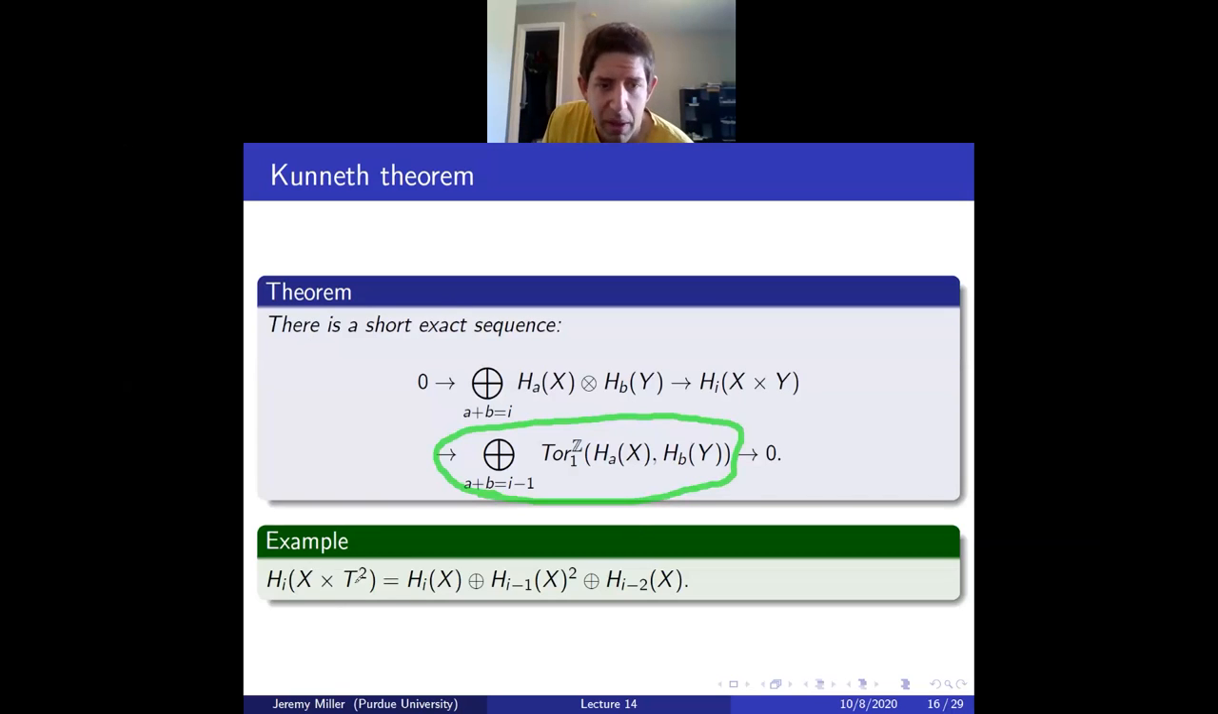So what does this say? For example, the homology of a torus is Z in degree 0, Z squared in degree 1, and Z in degree 2. So the homology of a space cross a torus is given by this. In this example we don't have the error term because the homology of a torus is free. Any questions, or does anyone think that I shifted the wrong way? I believe this is plus one and plus two. I think I shifted the correct way, because if you plug in X as a point, you should get the right answer. Okay.